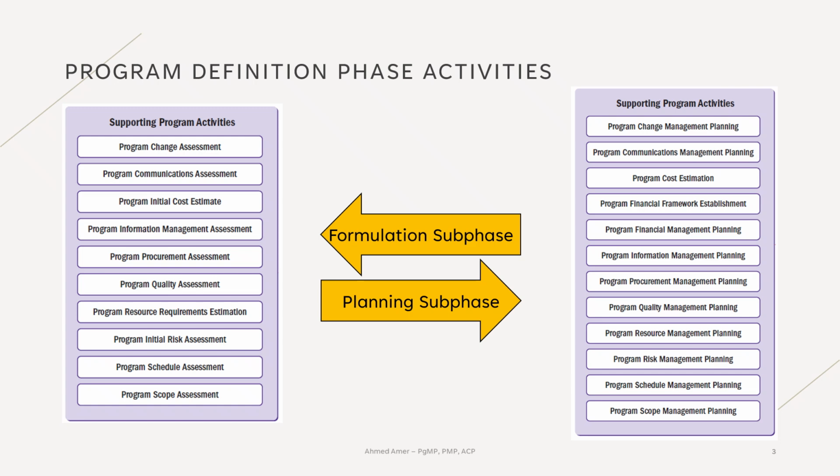So today, we are moving forward. We will walk through the 12 activities that make up the planning subphase and see how they help the program mature as it progresses through its life cycle. During program planning, we start shaping the actual structure of the program.